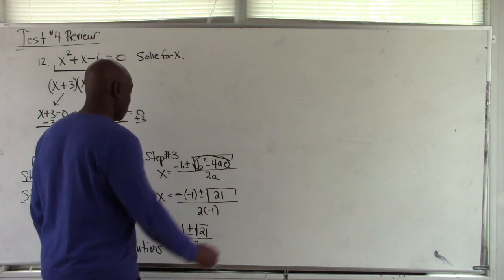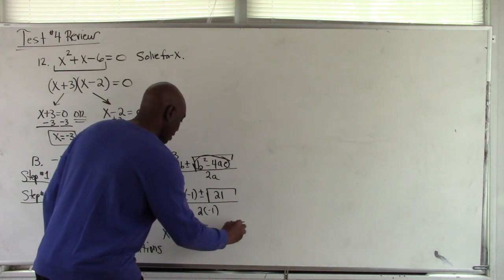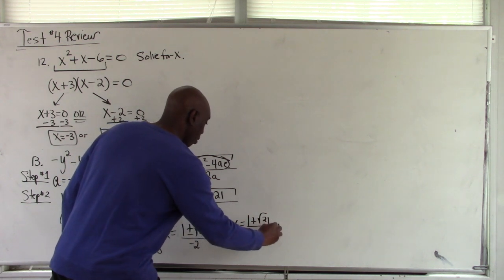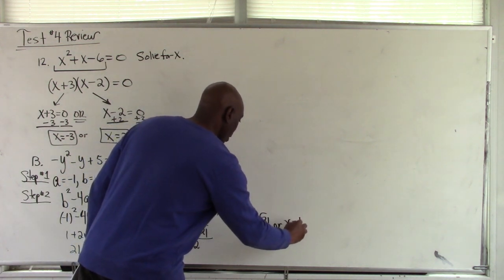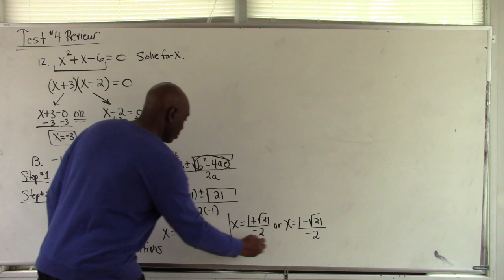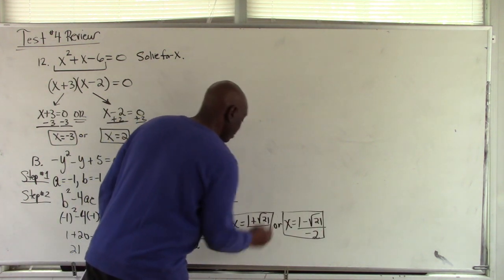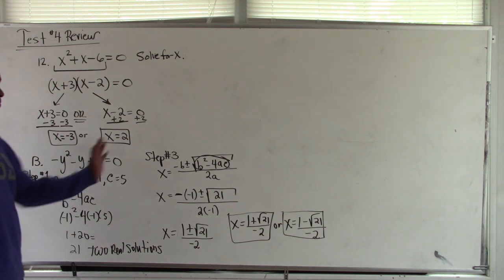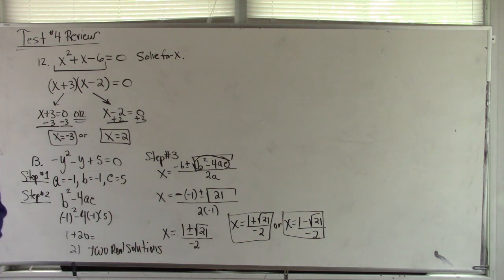So we can write that as x equals 1 plus the square root of 21 over negative 2, or x equals 1 minus the square root of 21 all over negative 2. And there are your 2 solutions. Here's one, and there's the other. Okay. That takes care of number 13. 14. Let's see what 14 is.